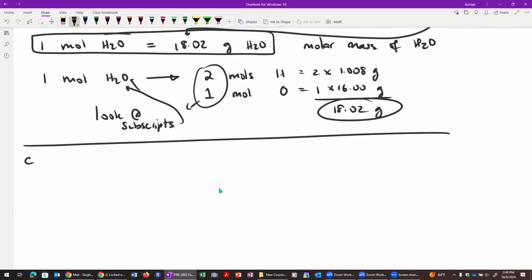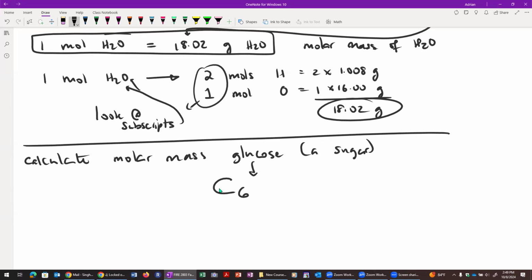Let's say I'm going to calculate the molar mass of a very, very important molecule called glucose, which is a type of sugar. It's what your body burns for energy. And glucose has the following chemical formula: C6H12O6. So it's fairly large, especially when you compare it to H2O. But that's really irrelevant. As long as you have the correct formula with the right subscripts, you can calculate the molar mass for anything, right?